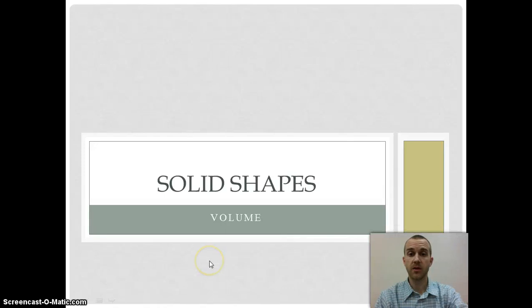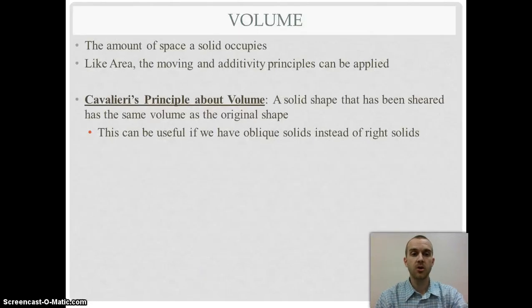In this video we'll explore volume. Now, volume is the amount of space a solid occupies. And like area, we can use the moving and additivity principles to help us find the volume of shapes that may be more complex. Also, we have the concept of Cavalieri's principle about volume, which says that a solid shape that's been sheared is going to have the same volume as the original shape.